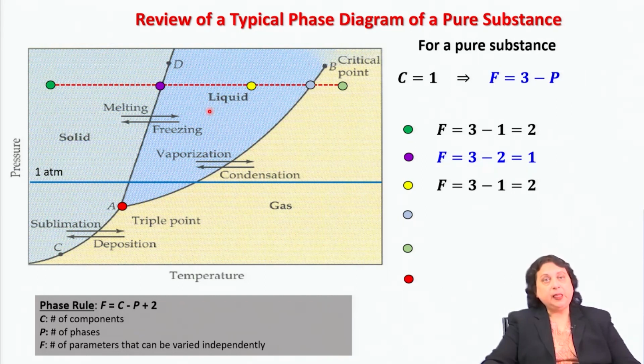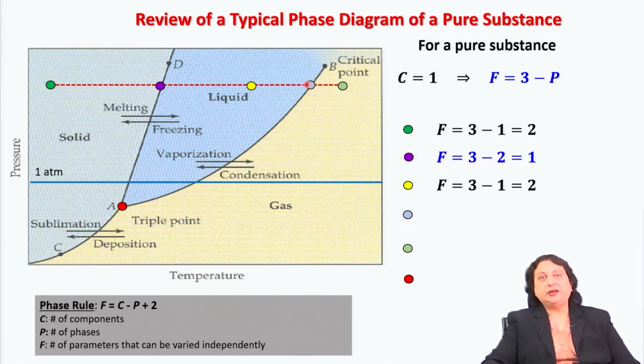Now, what about this light blue point that I have shown here? Here again, if I want to go from the yellow point to the green point, I find that it is at this point that there will be vaporization in the forward direction in going from yellow to green, and condensation if I come from green to yellow.